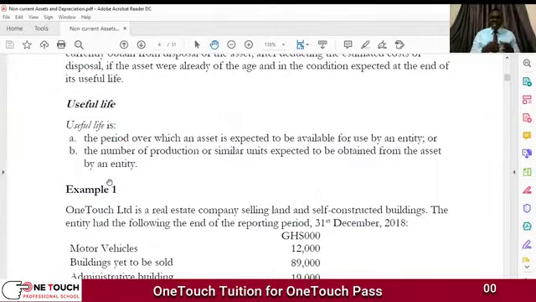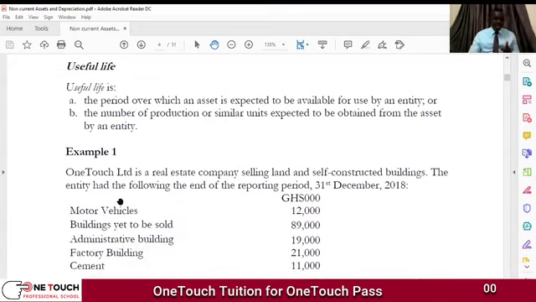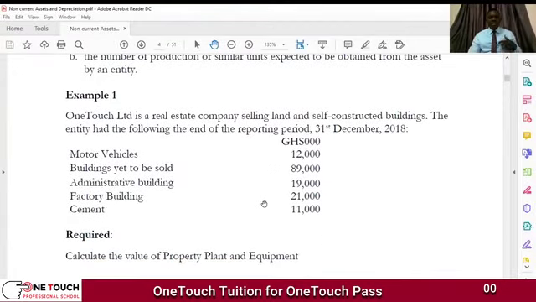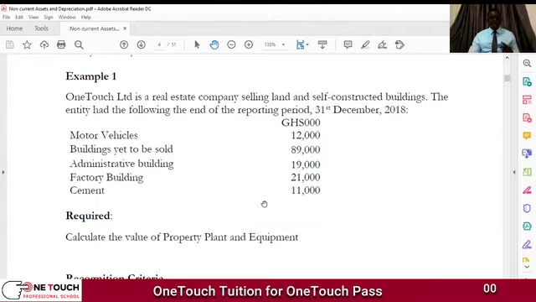Good. Now quickly, let's take an example. Let's take this question, a brief one. One Touch Limited is a real estate company selling land and self-constructed buildings. The entity had the following at the end of the reporting period, that is the 1st December 2018. Now we have motor vehicles, we have buildings to be sold, we have an administrative building, we have a factory building, and we have cement.